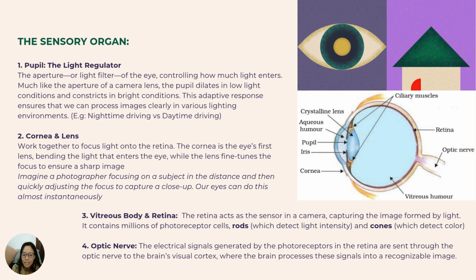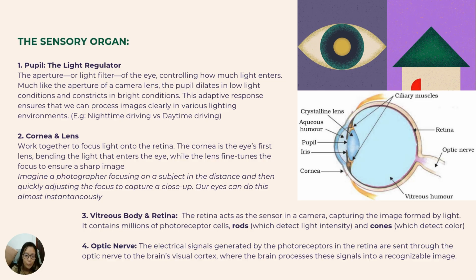It contains millions of photoreceptor cells: rods, which detect light intensity, and cones, which detect color. The rods are responsible for low light vision, helping us to see in dim environments, and the cones help detect colors and fine detail, and are concentrated in the fovea, which is the center of the retina.